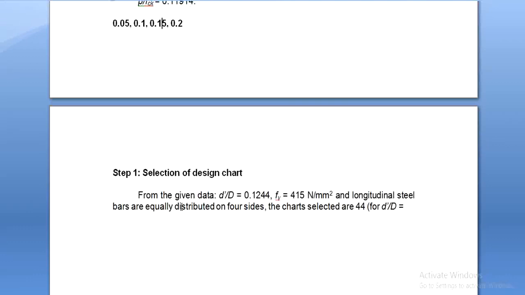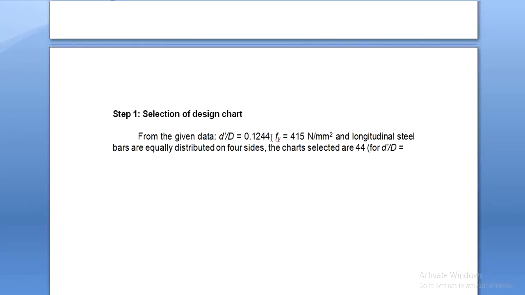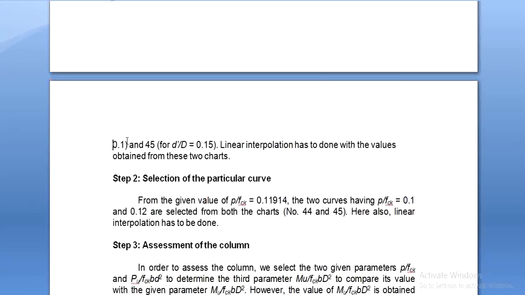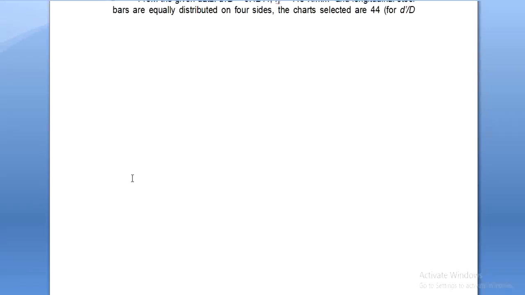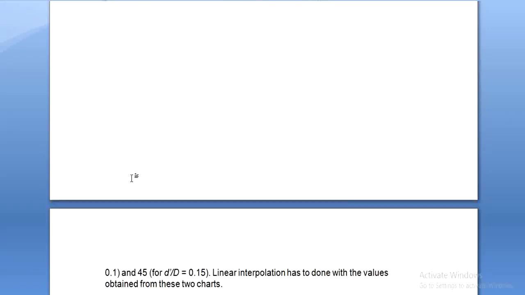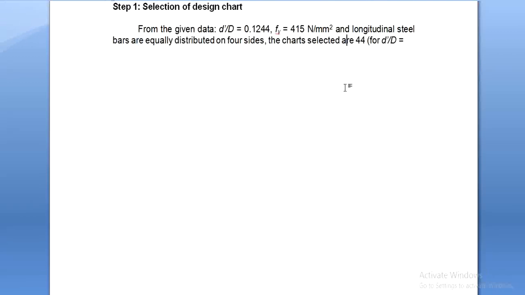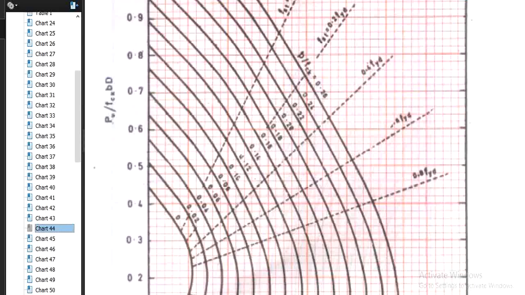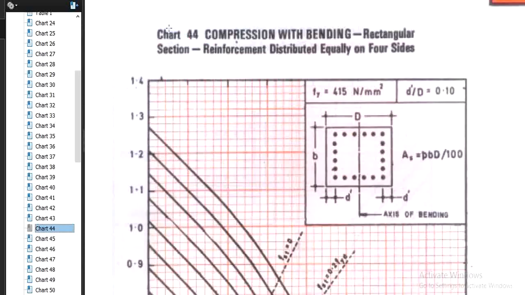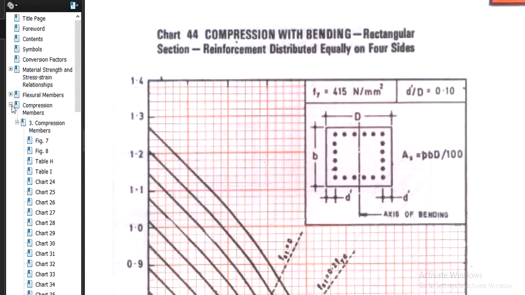So same they have said here, for given data d dash by d is equal to 0.142, fy is equal to 415 and longitudinal bars are equally distributed on 4 sides. So chart number 44 we are going to select, and then we are going to move further. So you can see over here, chart number 44 we are going to select from this. So chart number 44 is in IS 456.